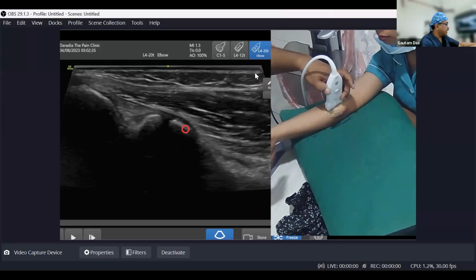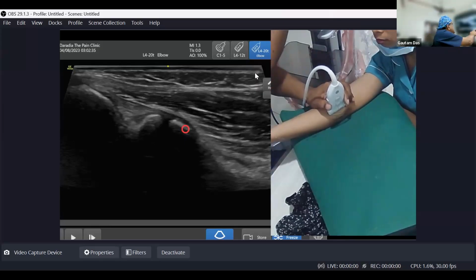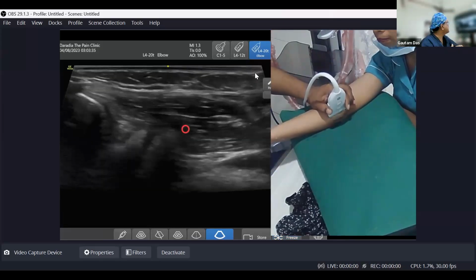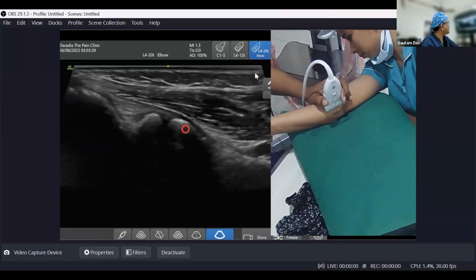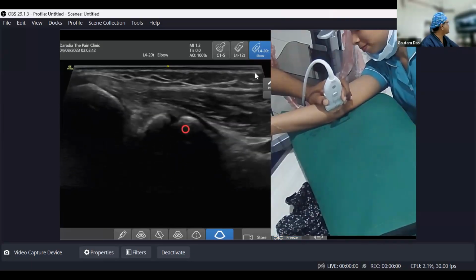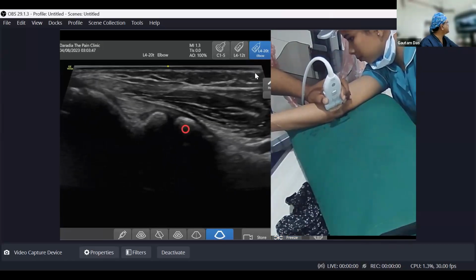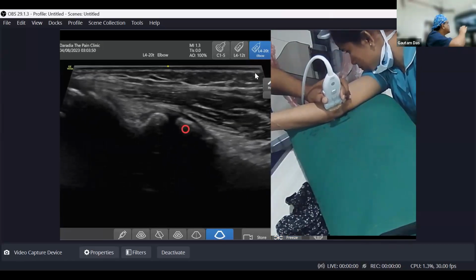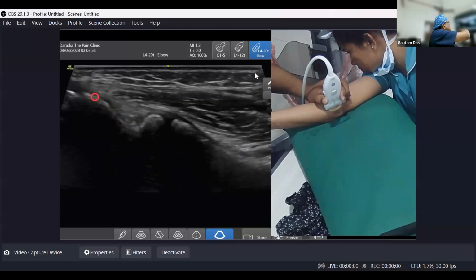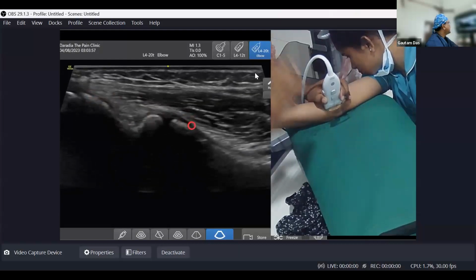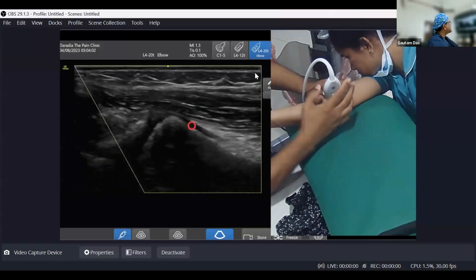So now again, let me try, and please follow it nicely. So first you look at here. This is a little bit uncomfortable in this position. So what I'm doing, this part where the pointer is, that is the sublime tubercle. So this part was the medial epicondyle. Now I'm putting my probe over this bone, and I'm just gradually rotating the proximal part.